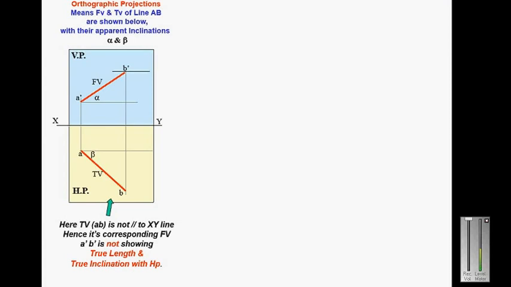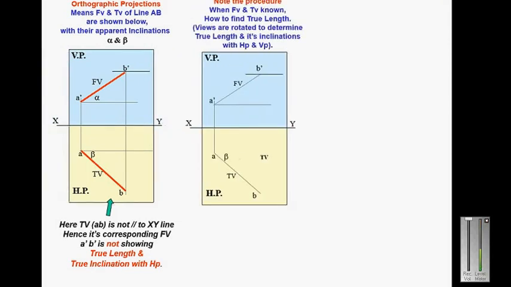Here the top view is not parallel to the XY line, hence its corresponding front view A dash B dash is not showing true length and true inclination with HP. So the procedure is: when the front view and top view are known, how to find the true length. Views are rotated to determine the true length and its inclination with HP and VP.